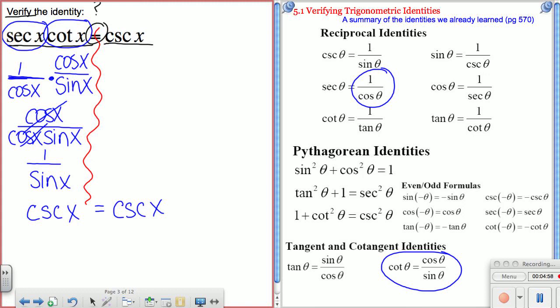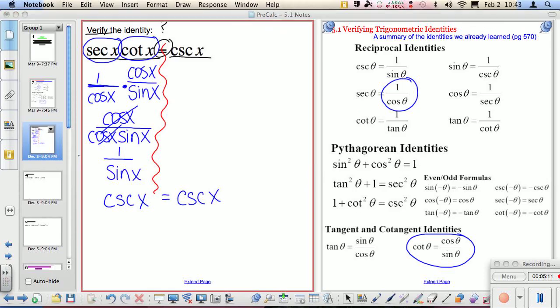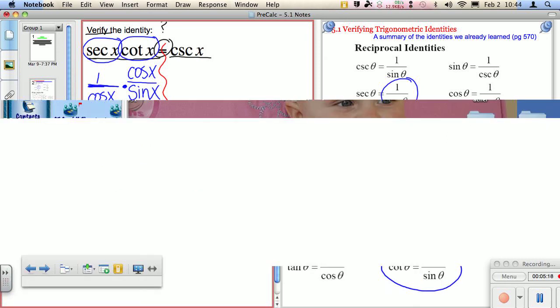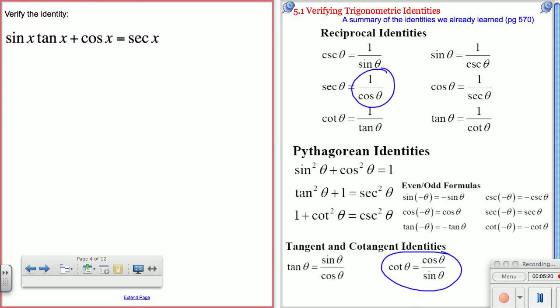All right, let's try another verifying the identity. You can see quickly before I switch sides that the most important thing I did was replacing. I replaced functions I knew with other functions. So I went ahead and I replaced ones I knew with others. All right, here's another one.